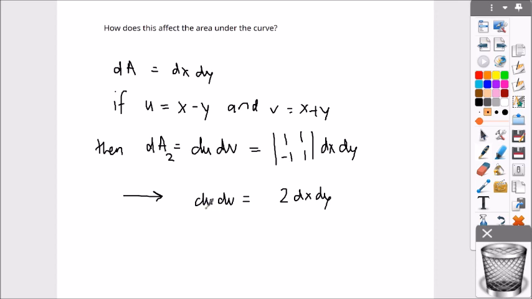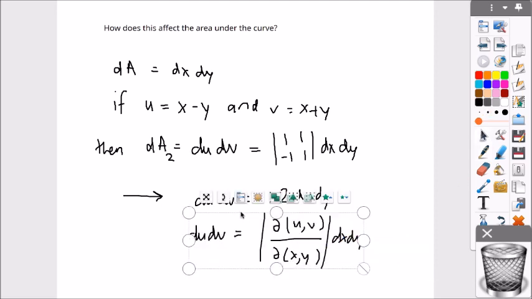So how do we write this? We actually write du dv is equal to the determinant of the Jacobian, which is written like this: partial (u, v) over partial (x, y), times dx dy.